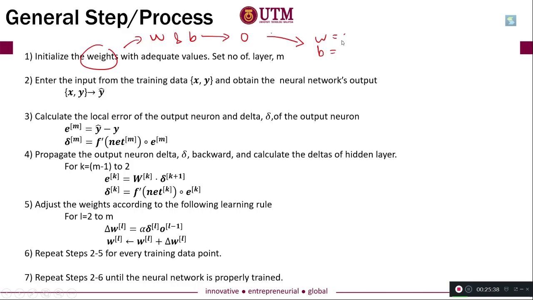Once you set your random numbers, for example for W and B, it means that you already know the initial value of your W and B. And then after that, enter the input from the training data, X and Y, and obtain the neural network outputs. This is actually a forward pass.